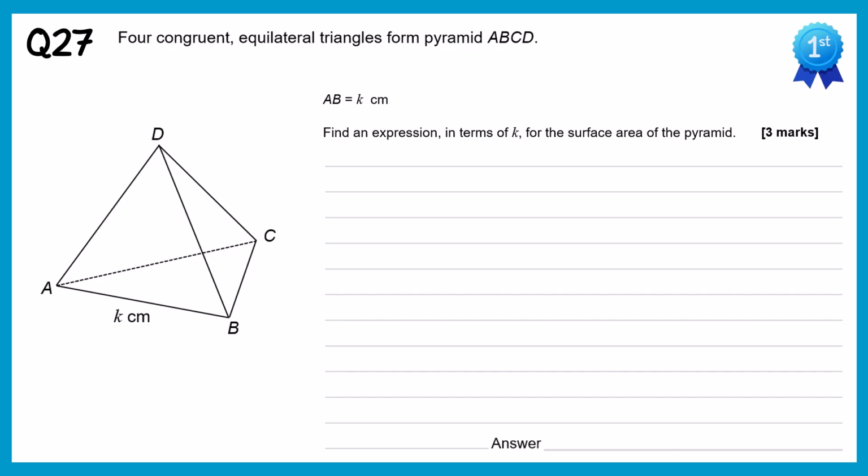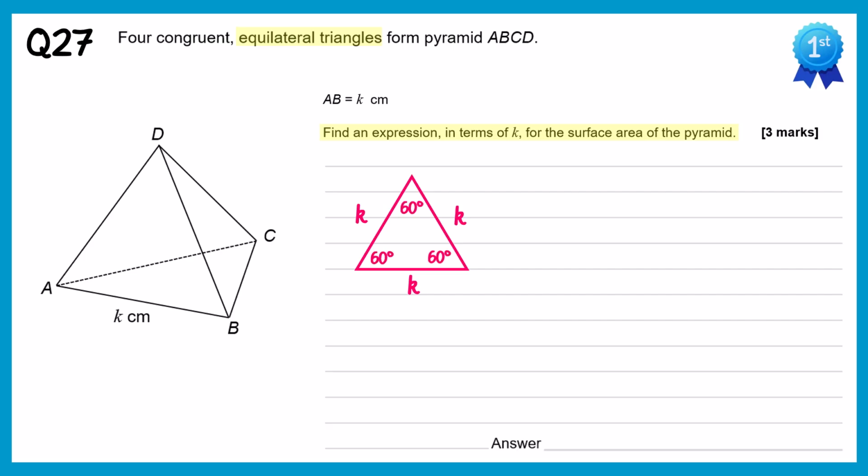In this question, we need to find an expression in terms of k for the surface area of the pyramid. We're told that each of the faces of this pyramid is an equilateral triangle, so let's draw out one of those triangles. Since it's equilateral, all of the side lengths must be the same, and we've been given one of those lengths in the question is k, so they're all k. In an equilateral triangle, the interior angles are also the same, they're all 60 degrees.